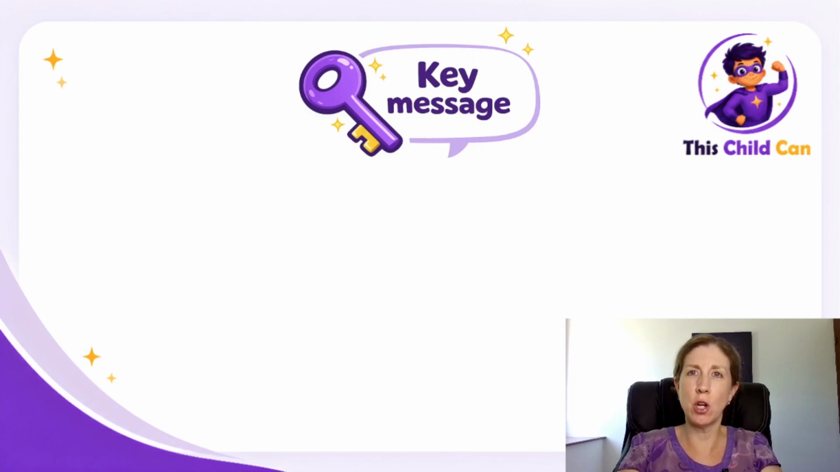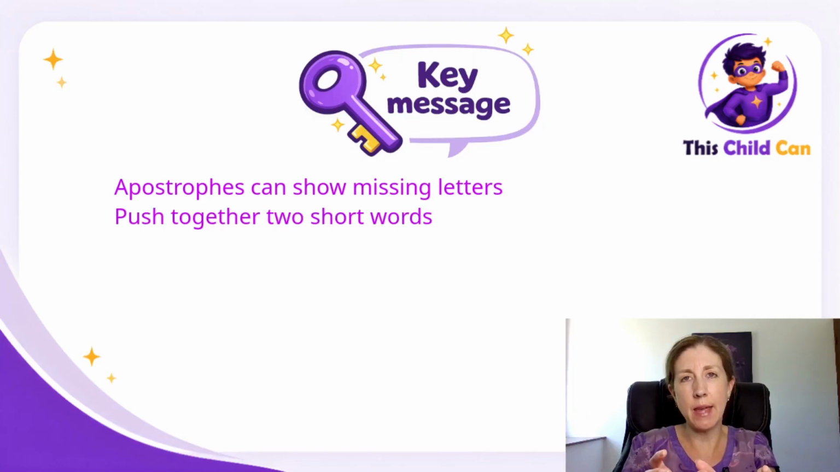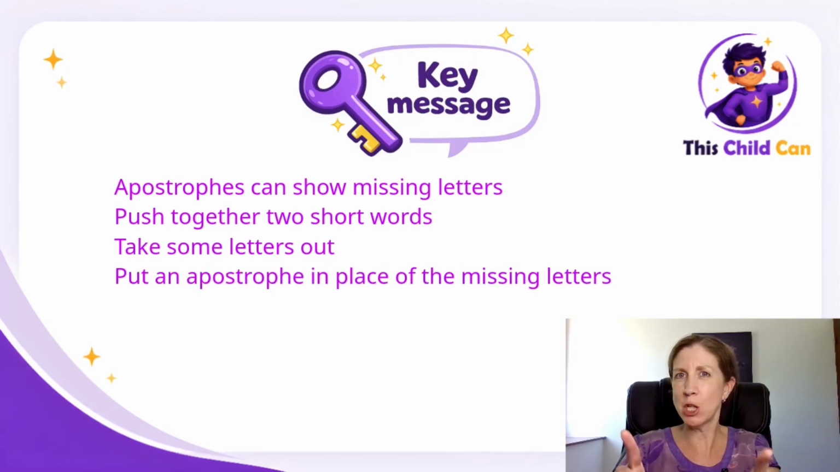Apostrophes therefore can show missing letters. We take two short words, we squash them together, we take some letters out, and we put an apostrophe where those missing letters should be. That's just one use of apostrophes. Another use is for possession, but that's another video.